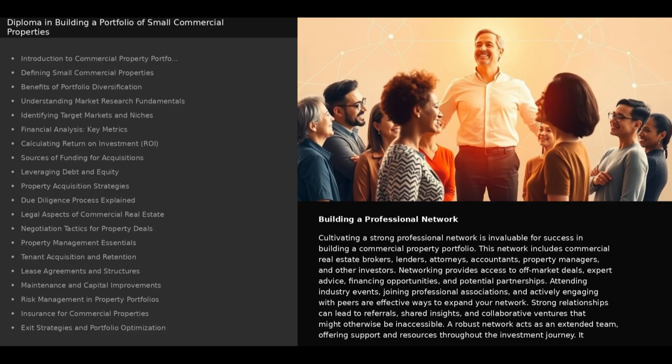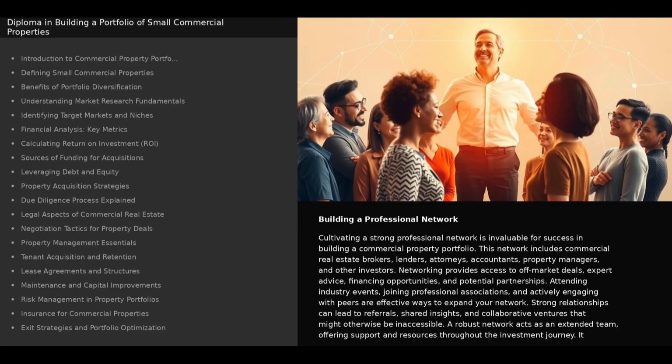Attending industry events, joining professional associations, and actively engaging with peers are effective ways to expand your network. Strong relationships can lead to referrals, shared insights, and collaborative ventures that might otherwise be inaccessible. A robust network acts as an extended team, offering support and resources throughout the investment journey.